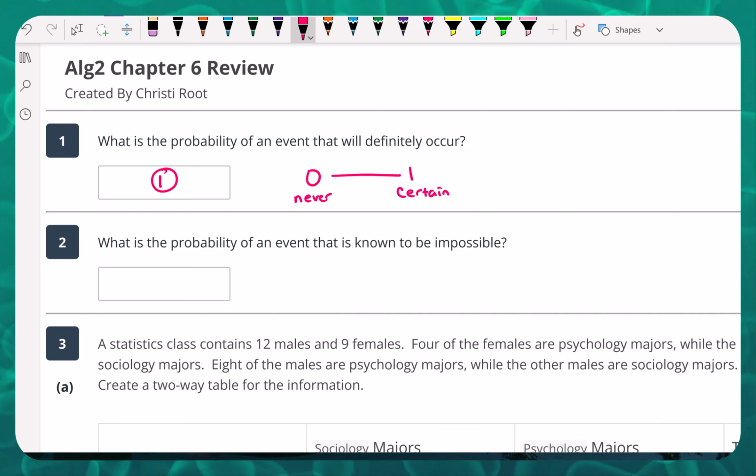So question number 2, what's the probability of an event that is known to be impossible? That would be 0.